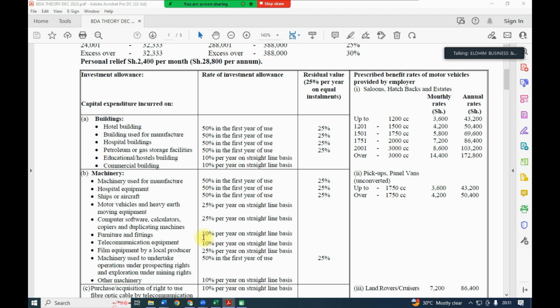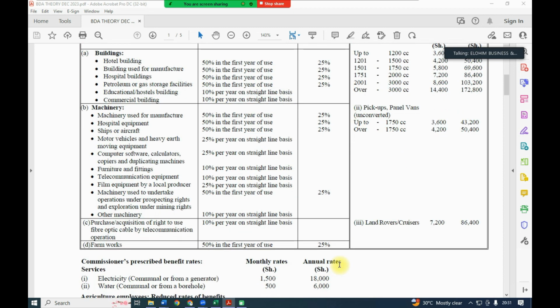Then we are dealing with telecommunication, 10% on straight line, film equipment, 25%, machinery used to undertake operations under prospecting, this mining allowance, 50% in the first year and 25% in the second year. Other machinery that are not used for manufacturing, that is 10% on straight line.